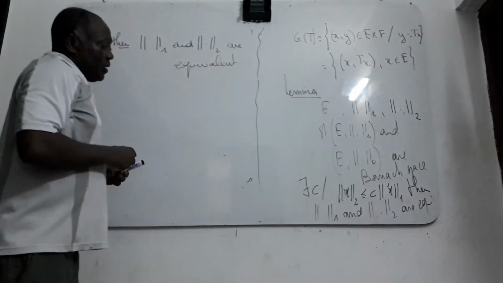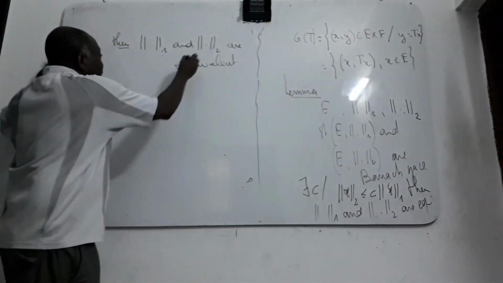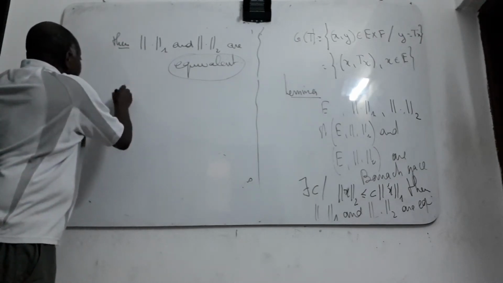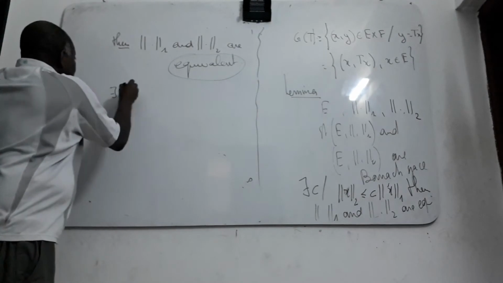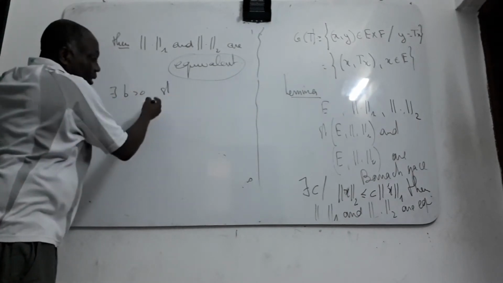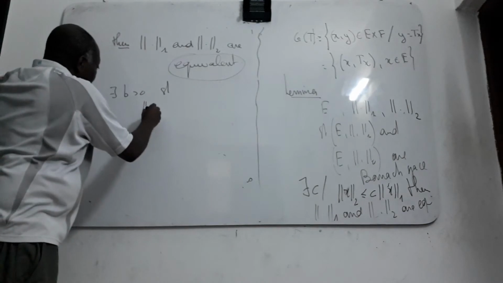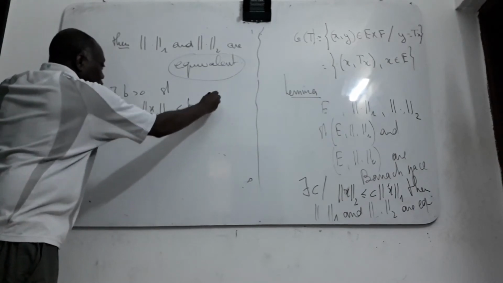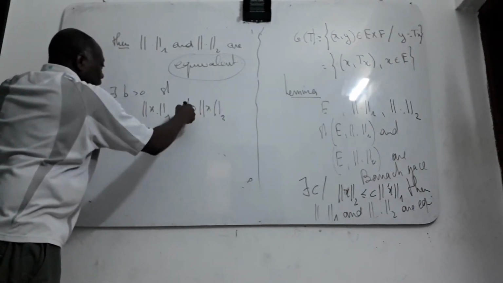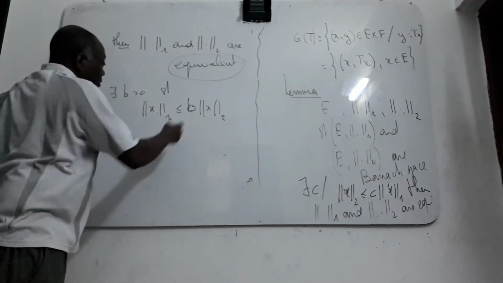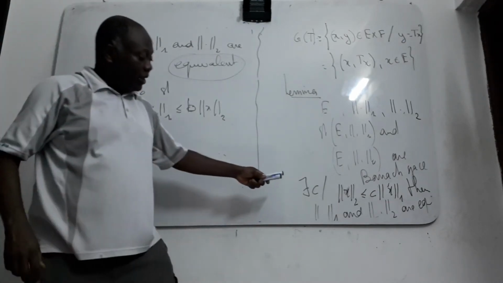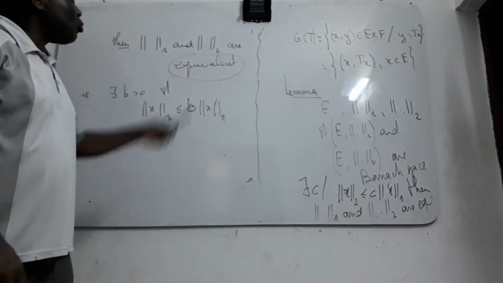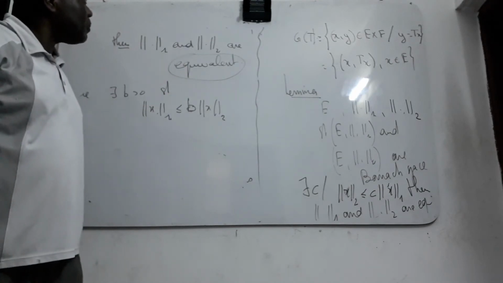If there exists C like this, that means the norms are equivalent, that means there exists another constant B such that the norm 1 of x is less than B times the norm 2 of x. So we have to prove this condition. In this case, since you have this condition, necessarily the norms are equivalent. So I will use this lemma to prove our closed graph theorem.